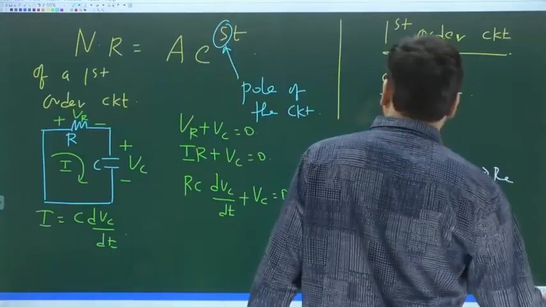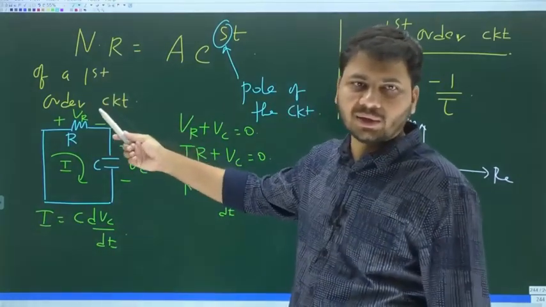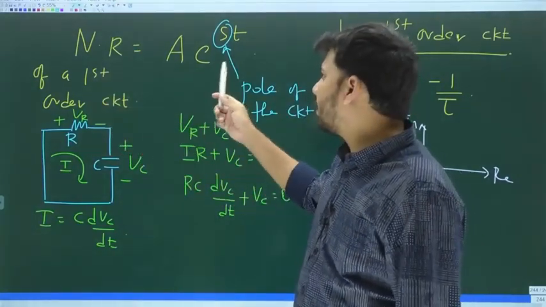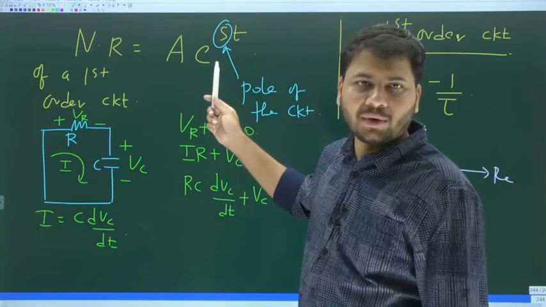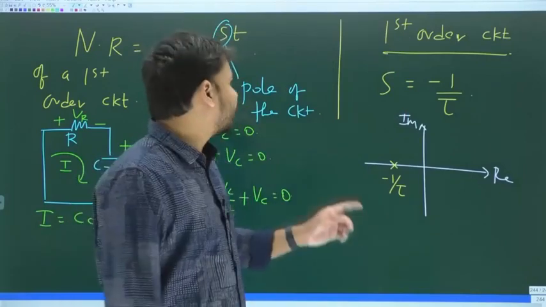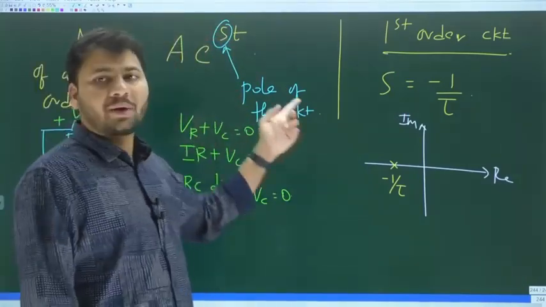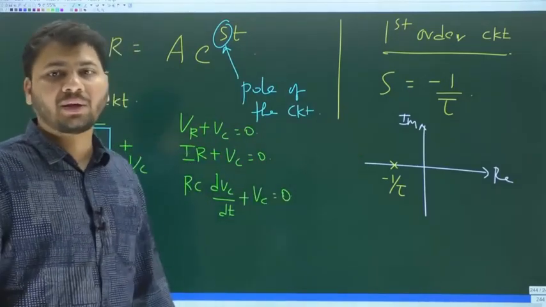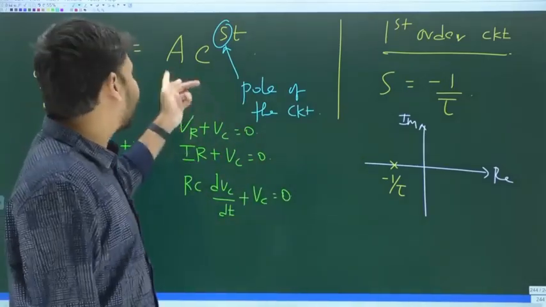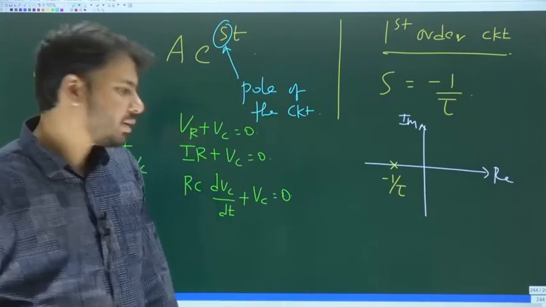So if you go back, I told you the natural response or the transient response of a first order circuit will be A times e power st, where s is the pole of the circuit. So in place of s, the pole of the circuit, can't we write minus 1 by tau or minus 1 by RC, so that the natural response will become A into e power minus t by tau. Okay.